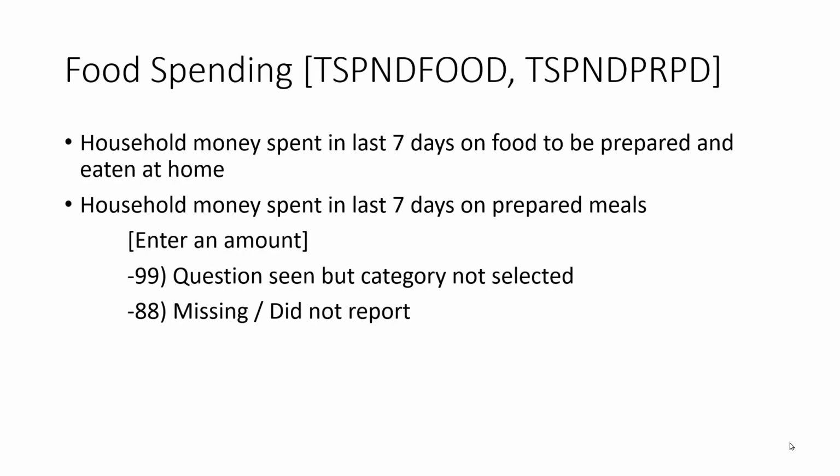And then we have 2 questions that are the few questions in the data set coded as ratio variables. These are both on food spending. Household money spent in the last 7 days on food to be prepared and eaten at home, and household money spent in the last 7 days on prepared meals. And they entered an amount. If we were to look at this, we would see that a lot of people are estimating particular amounts, so it's maybe not a perfect ratio variable, but it does give us enough variation that later we'll be able to do some stuff with this to play with that.